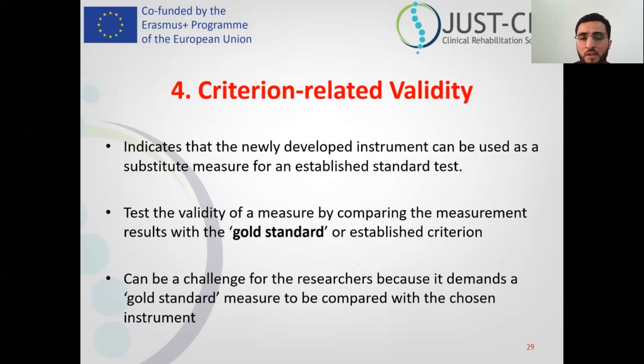Sometimes establishing criterion-related validity can be challenging for researchers, because not all health outcomes have a gold standard to be compared with. So we have to take this into consideration, because whenever we search for the psychometric properties of some research instrument or clinical tool, we find that not all psychometric properties have been tested. This is, for example, why criterion-related validity sometimes could not be tested if there is no gold standard for my newly developed outcome measure to be compared with.